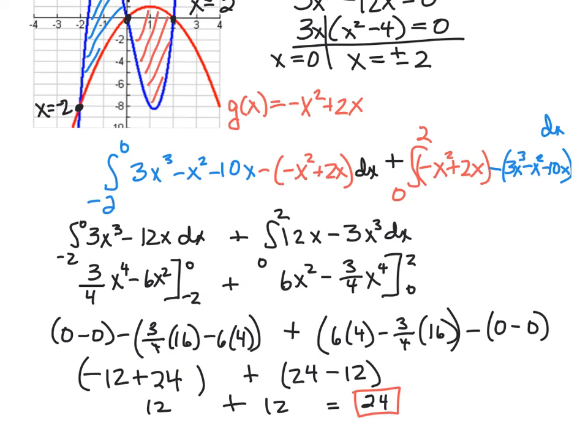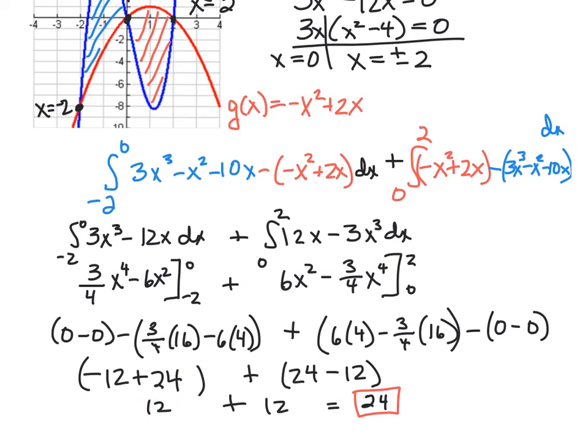Welcome back. Compare your work with mine. We had set up our antiderivatives together, but then when I simplified the first antiderivative from negative 2 to 0, I was able to cancel some of the like terms, so I'm taking the antiderivative of 3x cubed minus 12x. So go ahead and do that antiderivative by the power rule. So that's 3/4 x to the 4th minus 6x squared. Substitute the 0 in first, and then the negative 2. When I did that work, I ended up with a final answer of 12.